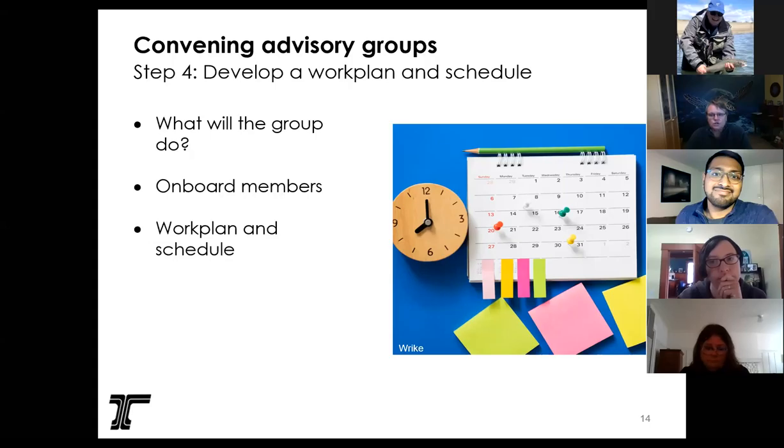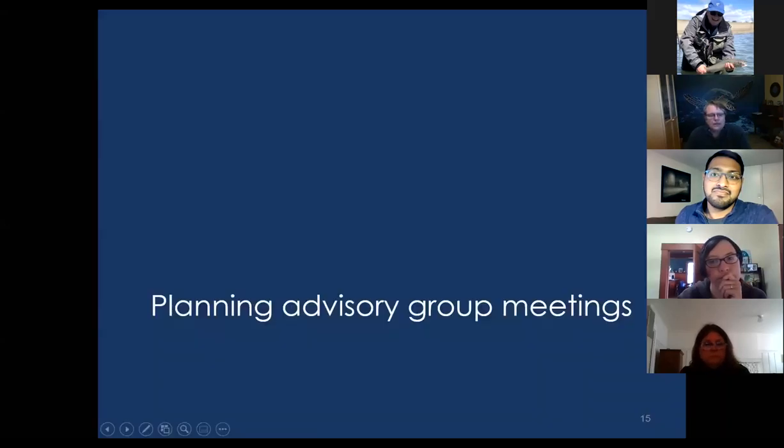Okay, so those were the four steps for convening. I think the next thing is Joey's going to get us into really talking about planning the meetings now. Now that we've got the big picture and we have our group together and we know what their purpose is, Joey, let's move into planning an advisory group meeting. Yeah, thanks, Penny. That was a really great conversation. Thank you, everybody, who was participating. Good to hear about all those experiences.